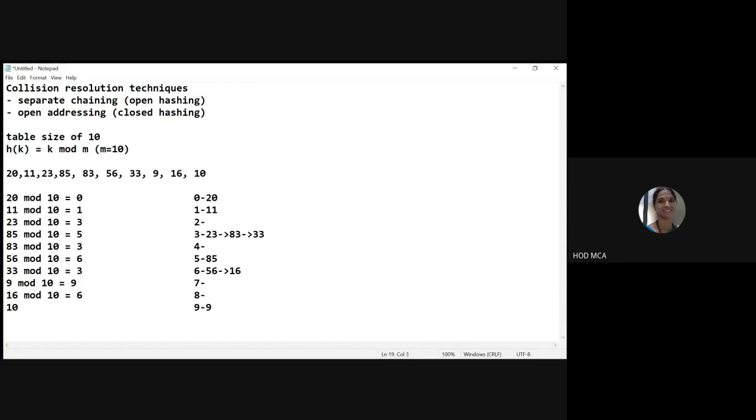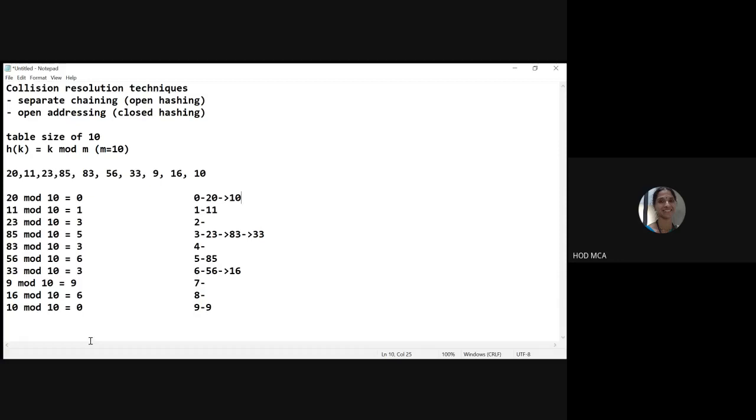Next we have 10 itself. So 10 mod 10 is going to be 0. Correct. So in the 0th location, we have already stored 20, because 20 mod 10 was 0. Again, we have 10 mod 10, which is also 0. So in the 0th location I will create a linked list. The first node in the hash table will contain the value 20, and the next node will have the value 10.